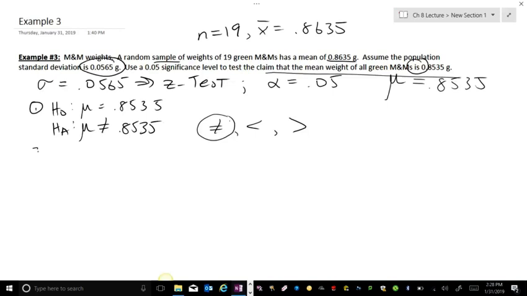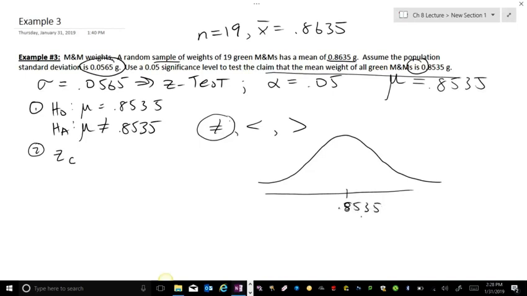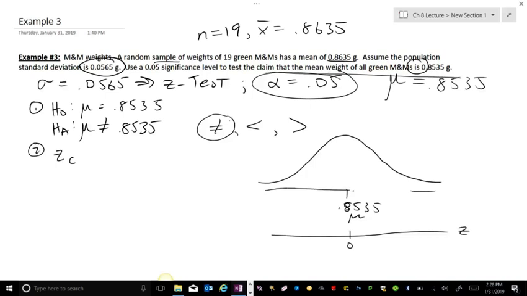Now I'm ready for step number 2. I've been doing my critical value as step number 2, so let's go ahead and just continue with that. This time I'm looking for a critical z value. I'm going to put my normal curve together here. My hypothesized mean of 0.8535, mu goes right there in the middle. These are going to be z-scores. 0 will live here. I do have a rejection region of 0.05. 5% of the normal curve is my rejection region, but with my not equal sign, I have a two-tail test.